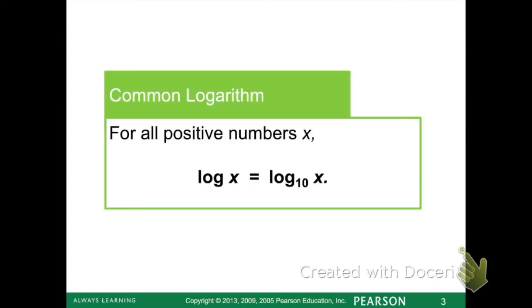First of all, we're going to talk about the common logarithm. Anytime you see log of something, like log of x, and there is not a base written on the log, then it's understood to be 10. So log base 10 of x is what that is equal to.